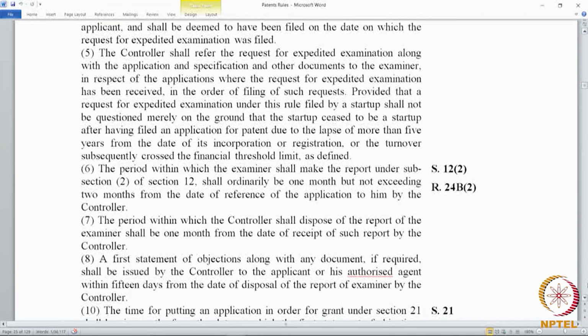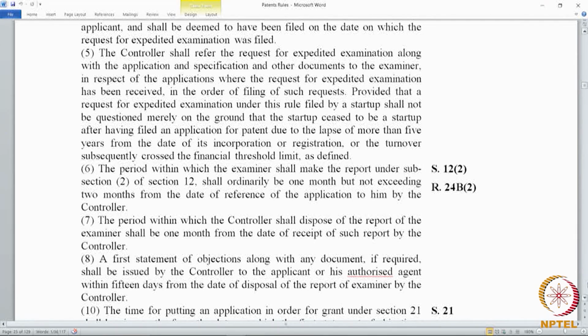Now, once the request is filed and assume that the request is in order, the applicant is entitled for the status of a startup. The controller feels that the applicant is entitled to claim the status of a startup. Subrule 5 then states that the controller shall refer the request for expedited examination along with the application specification and other documents to the examiner.